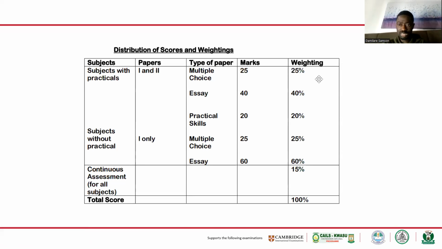I think I've explained this under IJMB, but for JUPEB, this is how it works here. So subjects with practicals, that's paper one and paper two: you have multiple choice, which is 25 marks, 25%. The essay, which is the theory part, is 40%. The practical skill is 20%. So subjects without practical, one only: the multiple choice is 25 marks, which is 25%, and the essay 60, which is 60%.